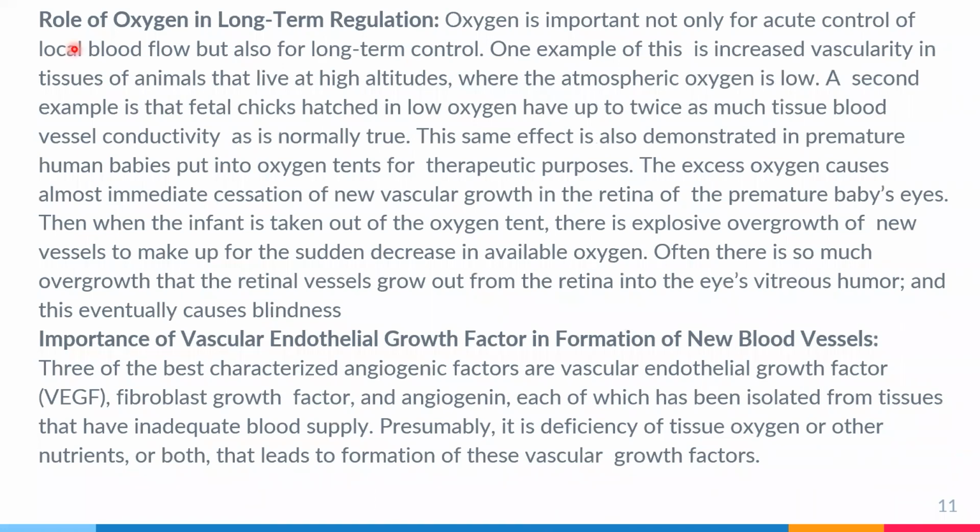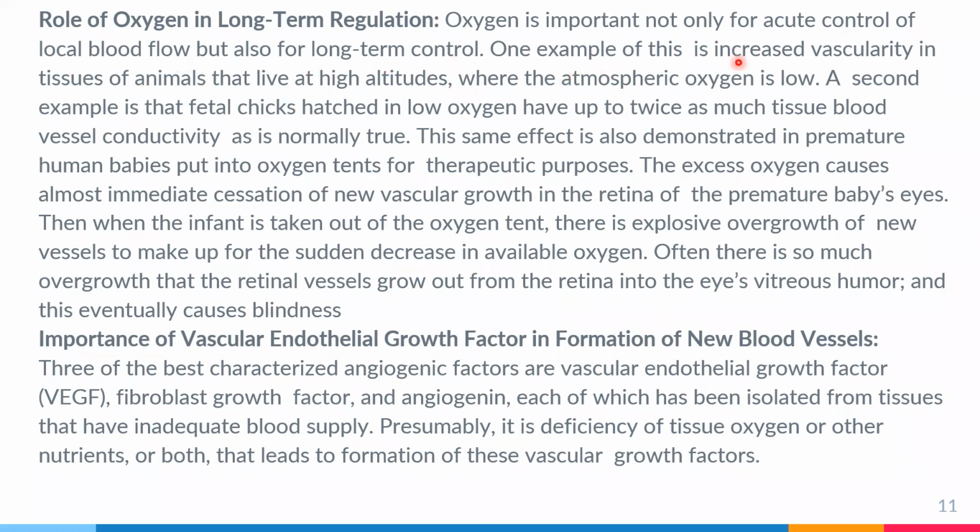So here also we see there is a role of oxygen in long-term regulation of blood flow. Oxygen is important not only for acute control of local blood flow, but also for local long-term control. The acute control is the one that we have just seen.